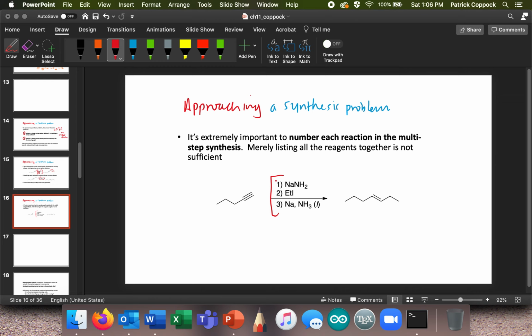Here's another reaction, and I want to emphasize, you could do your synthesis like this, but it's very important that you number these reactions. You can't just put them all together, because if you put them all together, it's going to look like you're putting the metal in with this, which is those two go in the same batch. It's simply not going to work.